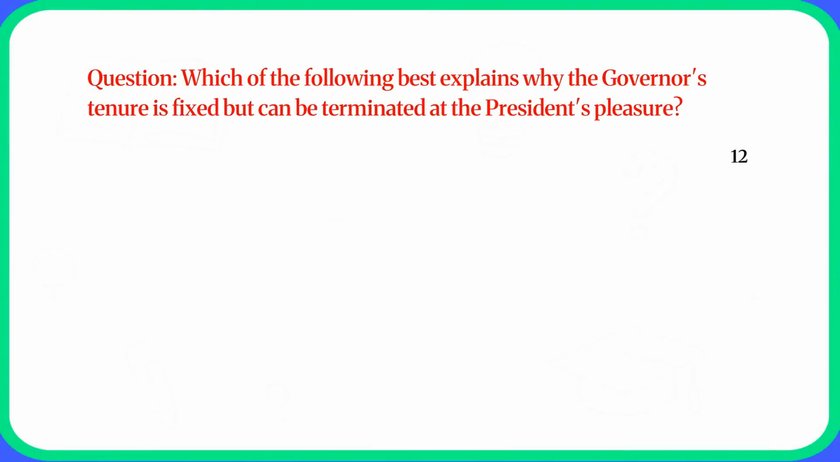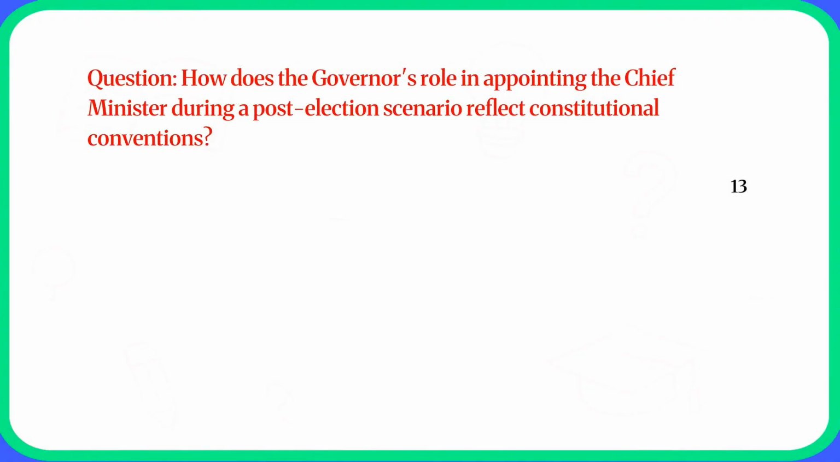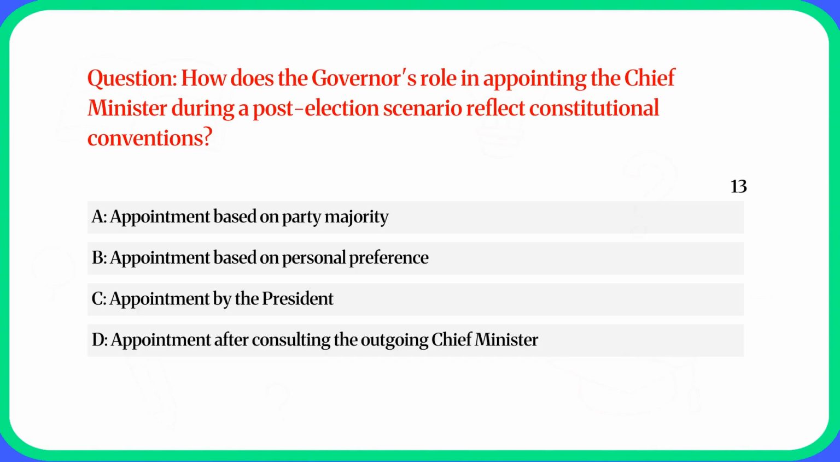Question: which of the following best explains why the governor's tenure is fixed but can be terminated at the president's pleasure? Answer: C. to uphold constitutional accountability. Question: how does the governor's role in appointing the chief minister during a post-election scenario reflect constitutional conventions? Answer: A. appointment based on party majority.